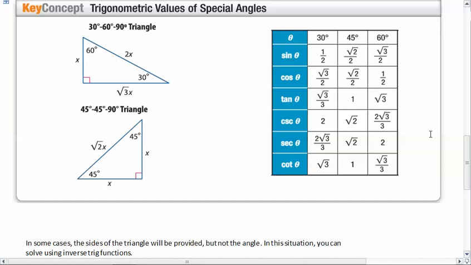So for a 30, 60, 90 triangle, when we have 30 degrees, the side opposite from the 30 degrees is going to be equal to x. The side adjacent to the 30 degrees is going to be equal to root 3 times x. The hypotenuse is equal to 2x. So that's true for any x. You could plug in 1, you could plug in 3, you could plug in 5, you could plug in 100 million thousand. Those numbers are always going to be true. That relationship is always going to be true.